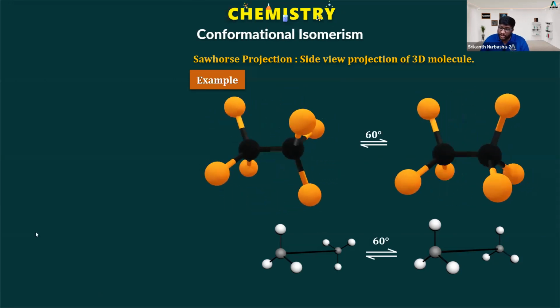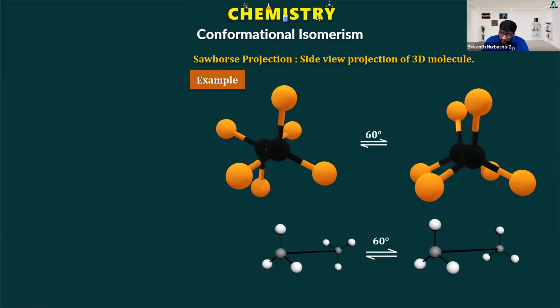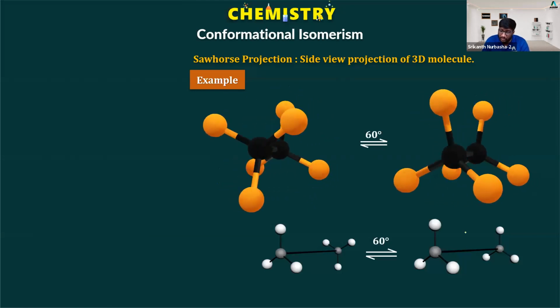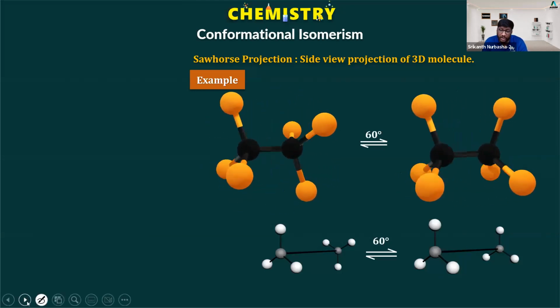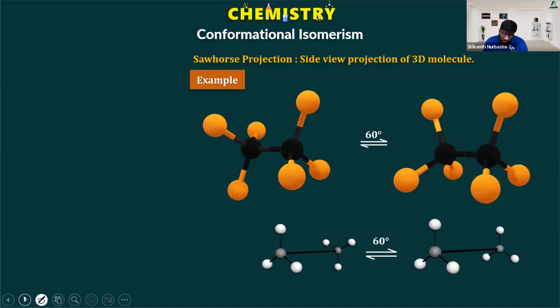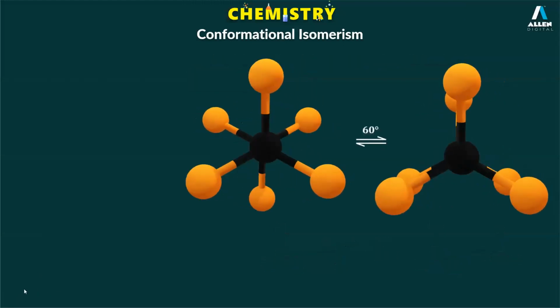Right? And the Sawhorse position and Newman position can again be in the eclipsed and staggered forms. They are interconvertible because of free rotation around carbon-carbon single bonds. Carbon, carbon. Right, very good.